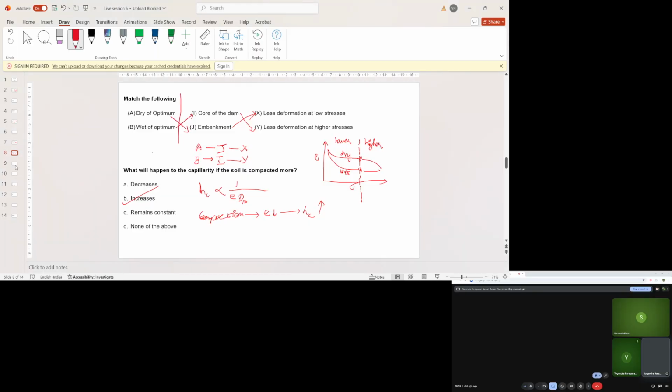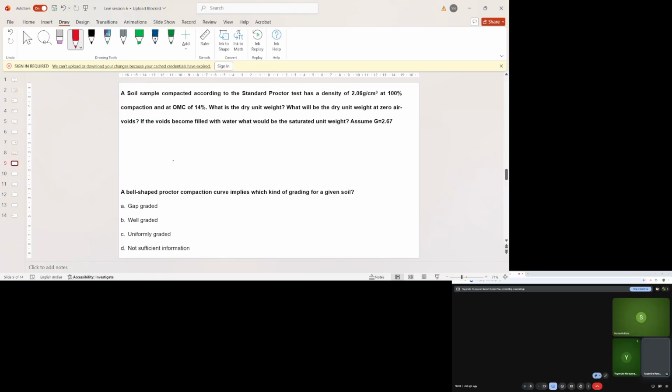Doubts? Yes, sir. Now coming to this question: a soil sample compacted according to standard Proctor test has a density of 2.06 gram per centimeter cube at 100% compaction and at OMC of 14%. What is the dry unit weight? What will be the dry unit weight at zero air voids? If the voids become filled with water, what will be the saturated unit weight?